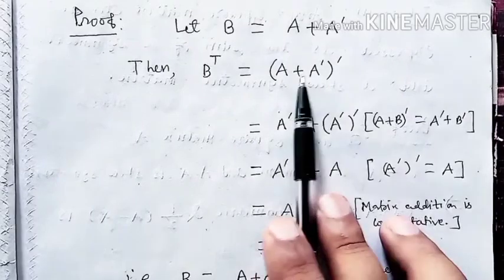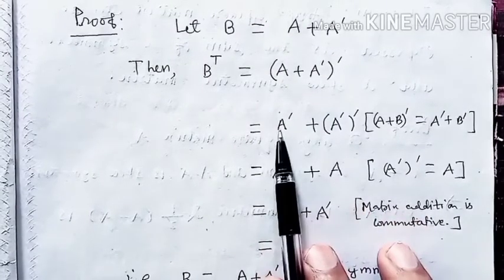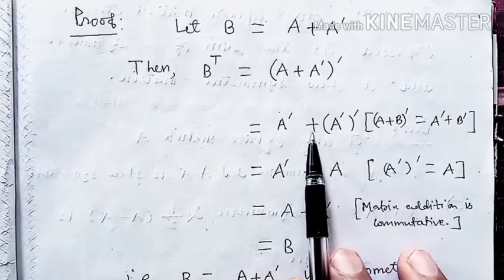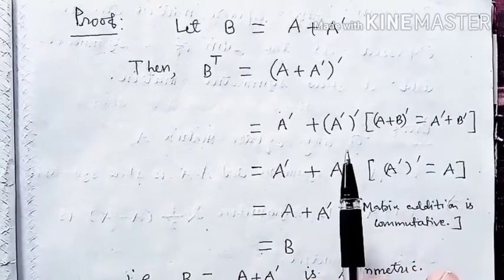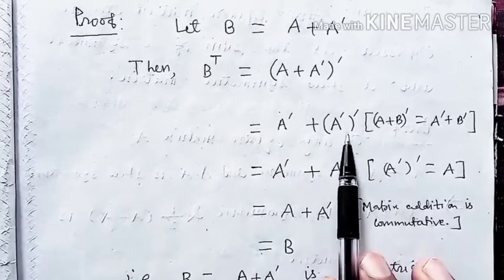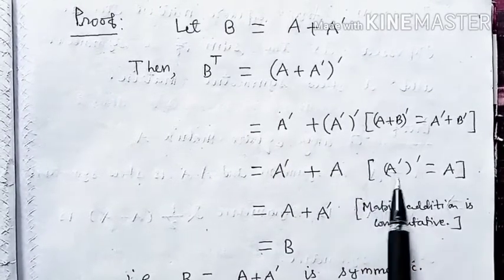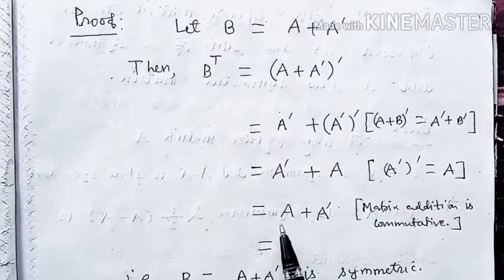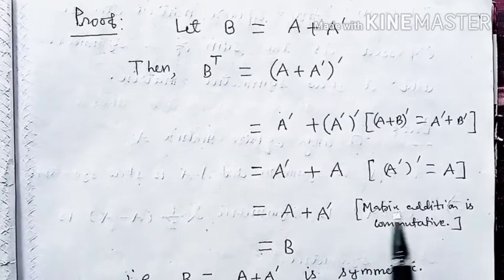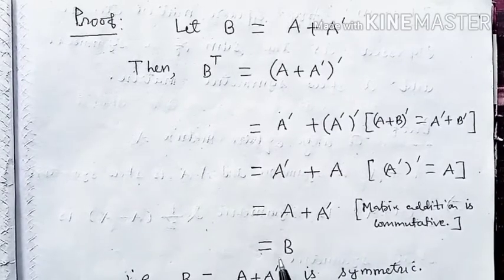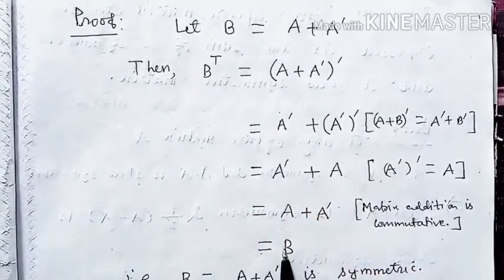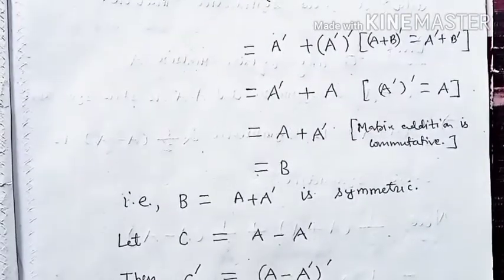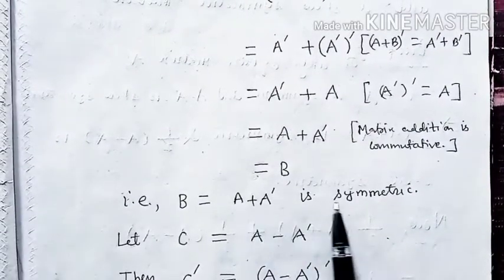We take transpose of A plus A dash, then we have A dash plus A dash dash using the property of transpose. Now this is A dash and we know that transpose of A dash is A. Using the property of transpose, from here we have A plus A dash, because we know that matrix addition is commutative. This one is our B. Thus we have shown that transpose of B is equal to B. That is, B is equal to A plus A dash is symmetric.